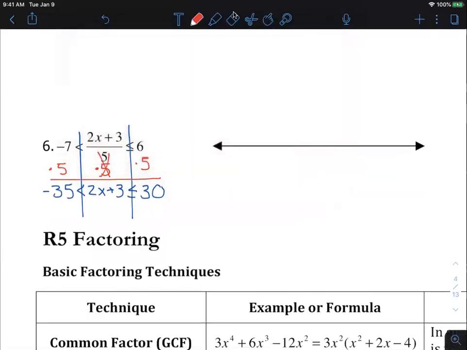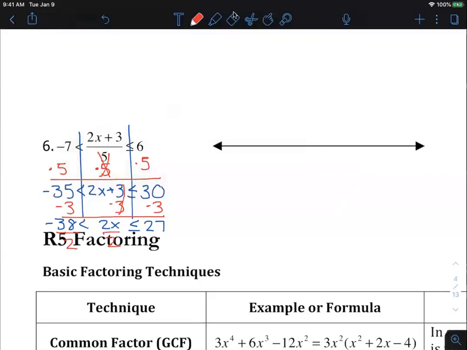The next thing is to subtract 3. Again, you have to make sure you're subtracting it from every side. A lot of times I see students only do one side, and that's how they end up with the wrong answer. The inequality signs come down. Negative 35 minus 3 is negative 38. 30 minus 3 is 27. And then I'm going to divide by 2. Make sure, again, you divide 2 by everything.